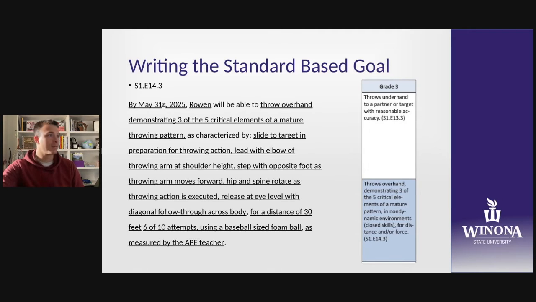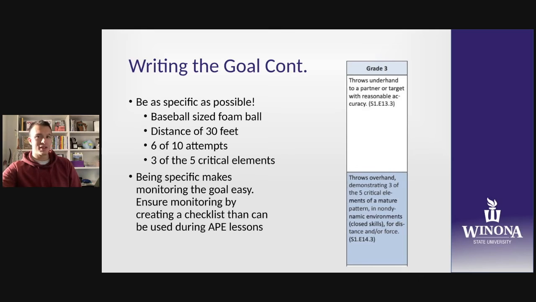Now, there's a lot there. Let's break it down even further. When you write a specific grade level outcome-based goal, you want to be as specific as possible. So let's look at how specific I was here. A baseball-sized foam ball. If you just said a ball for a distance of 30 feet, that could be a basketball. It could be a bouncy ball that's the size of a pea. We want to be as specific as possible so that it's replicatable over and over again for that specific student.